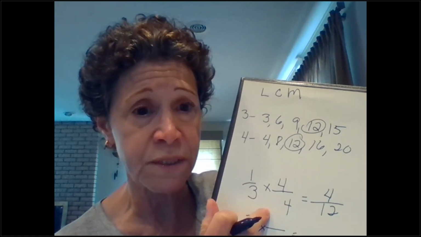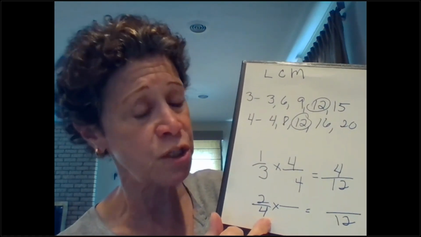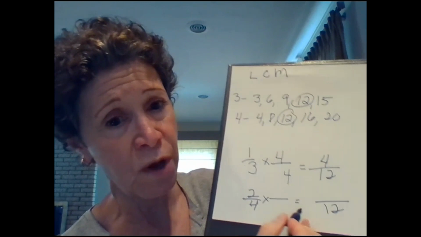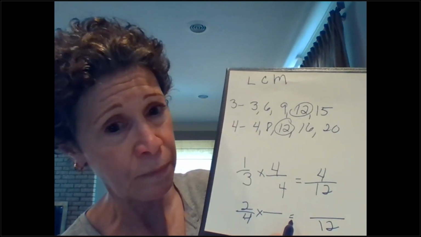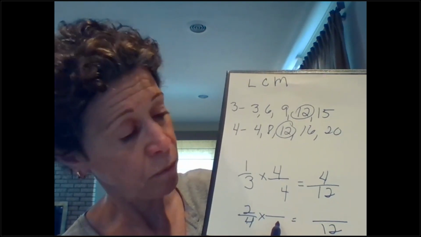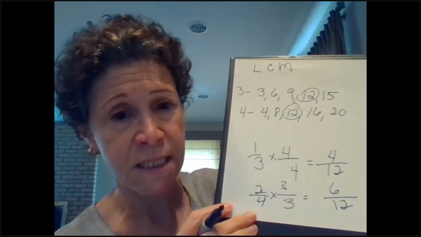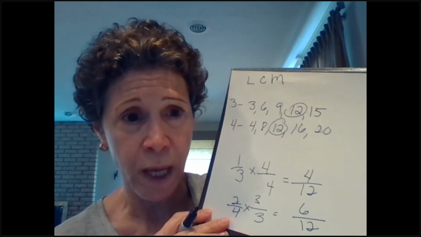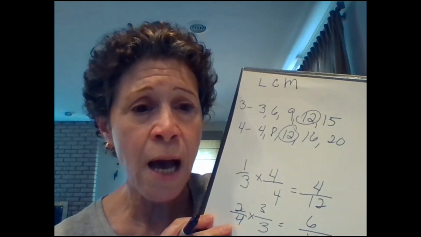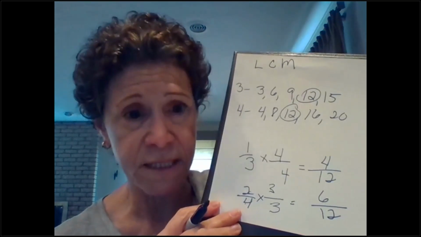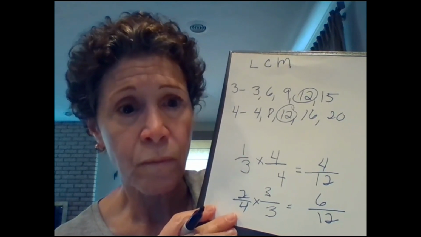is 4/12. And for the equivalent fraction to 2/4, how do I get from 4 to 12? By multiplying by what? 3. Okay, 2 times 3 is 6, so 6/12. Those fractions are equivalent.